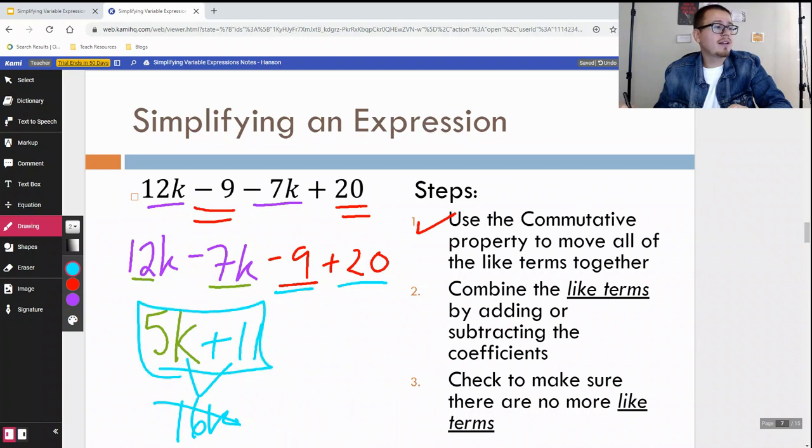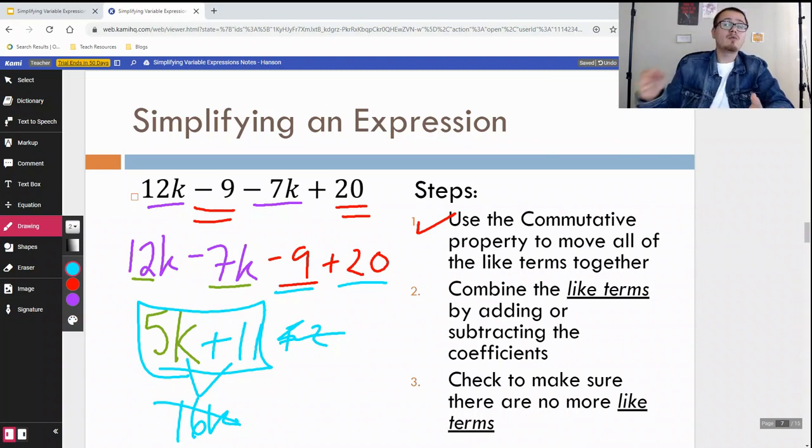You have simplified fully: 5k plus 11, because your variable terms are all combined and your numbers are all combined. That's like, hey, I got my socks and I got my t-shirts. Don't put them together. Leave them apart. Make sure there are no more like terms. That just means if you had a plus 2 at the end, throw it together. Whatever you can combine, combine.